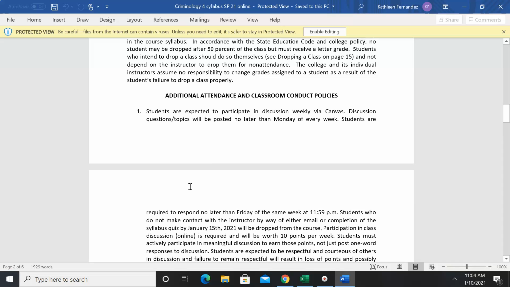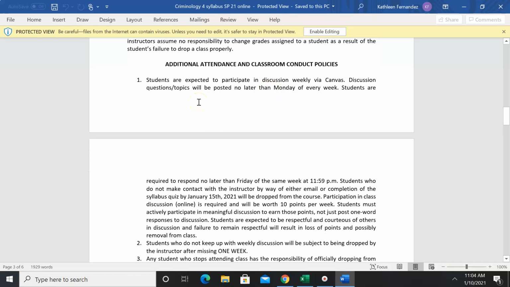I'm going to go further into attendance here. If you do not make contact with me either by way of the syllabus quiz, which is the first thing that we're going to do, or email during the first week of class, got to be up until Friday the 15th, I will drop you. Every week, our discussion questions will be worth 10 points. If you do not respond to the discussion question, you will lose the 10 points. This will be part of your grade. Okay? This is kind of like your attendance/participation grade.